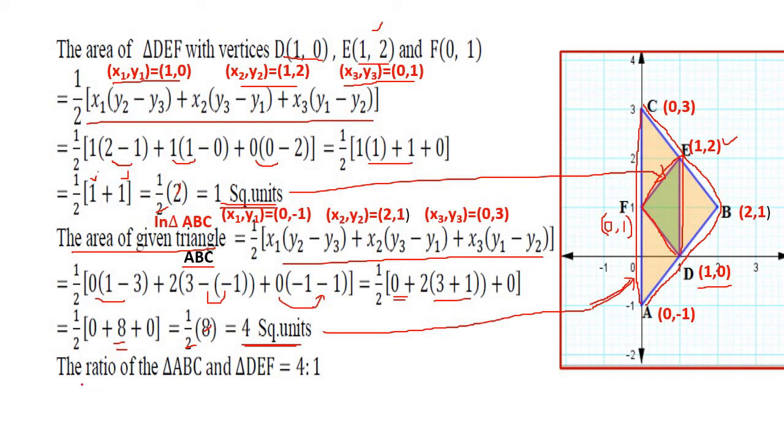So we have to find the ratio of the bigger triangle to that of the inner triangle, which is the triangle formed by the midpoints of the sides of the triangle. So the area of the bigger triangle is 4 units and the area of the smaller triangle is 1 unit. So the ratio is 4:1. So 4:1 is the ratio of the areas of the triangles.